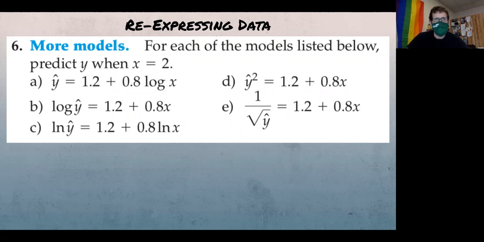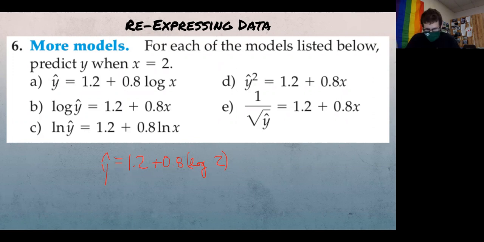So for every single model listed below, because these are all re-expressed equations based on data that was nonlinear to begin with, they were re-expressed using log, and natural log, and other stuff. Here it was squared or 1 over square root. With this, you just want to be able to plug this in. X equals 2. So I've got y hat equals 1.2 plus 0.8 times the log of 2. And of course, your calculator can do all this math for you.